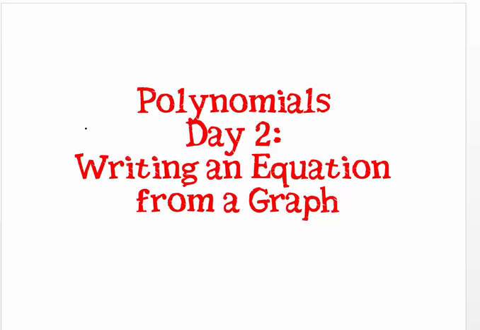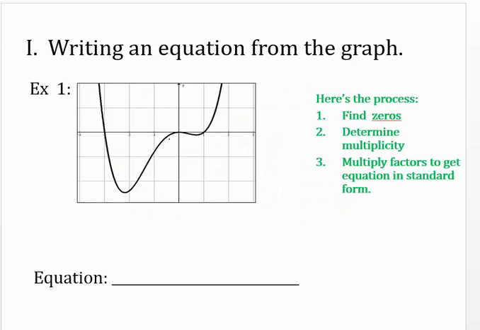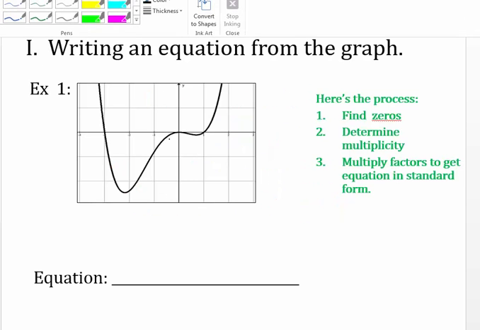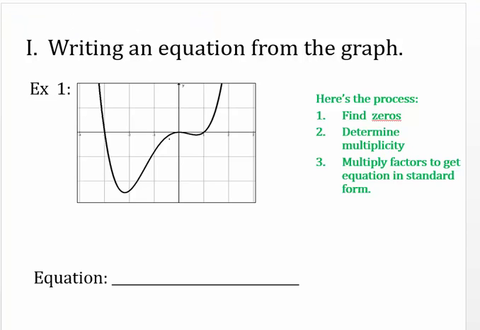Alright, this video is about writing an equation from a graph. It's continuing in our polynomial series. When you write an equation from a graph, you have to look first at where the graph is crossing the x-axis. Those are the zeros. So we notice it crosses right here at (0, 0), and we notice it crosses right here at (-3, 0).